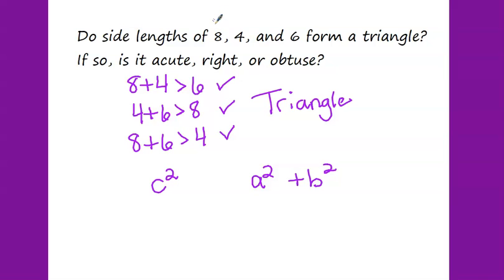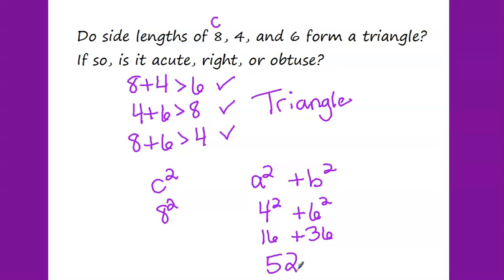The c is always going to be your largest side, so in our case here, the c is going to be the 8. So I'm comparing 8 squared to 4 squared plus 6 squared. So 4 squared, that's going to be 16, plus 6 squared is 36. So 16 plus 36, that's going to give me 52. I am comparing that to 8 squared, which is 64. So 64 is larger than 52. So my c squared is larger than the a squared plus b squared, which means that it is obtuse.